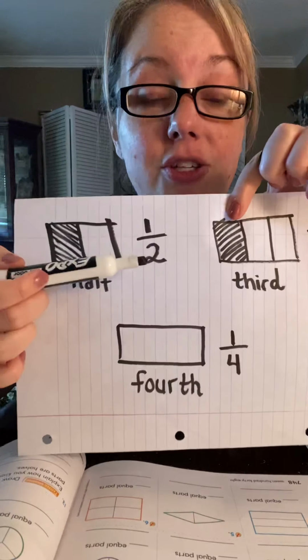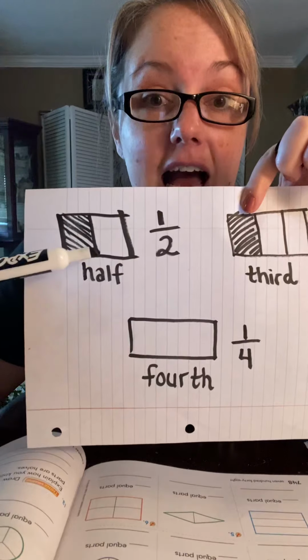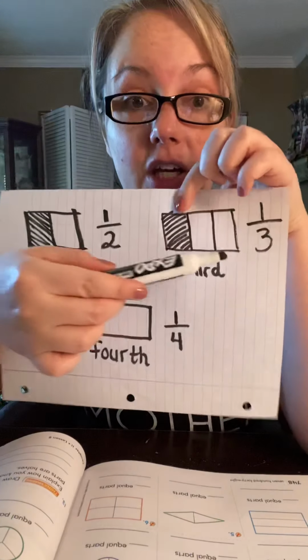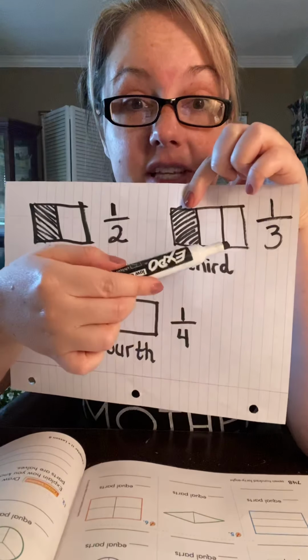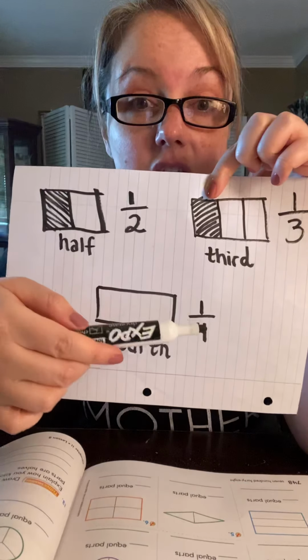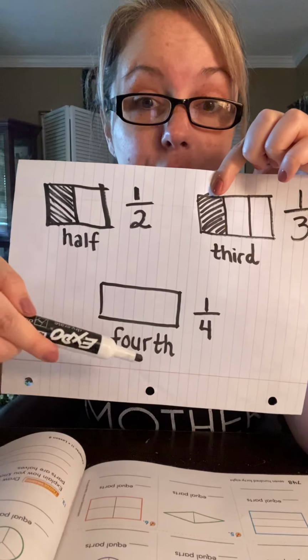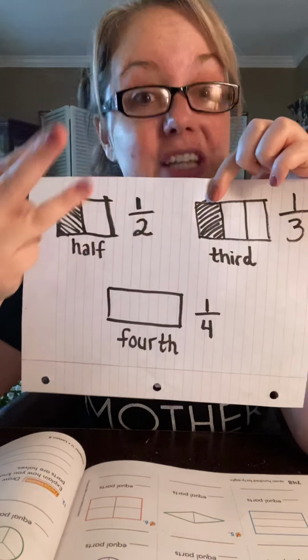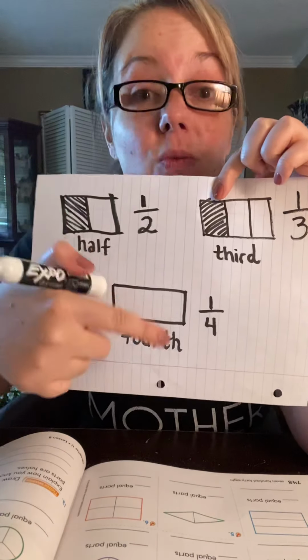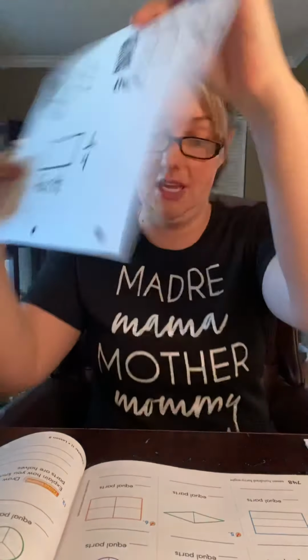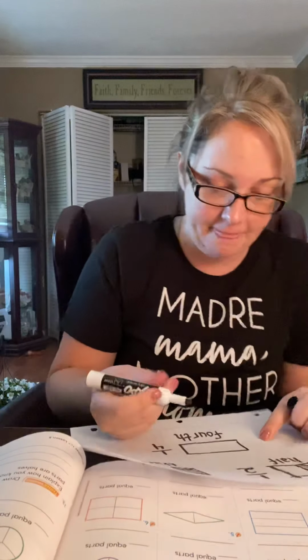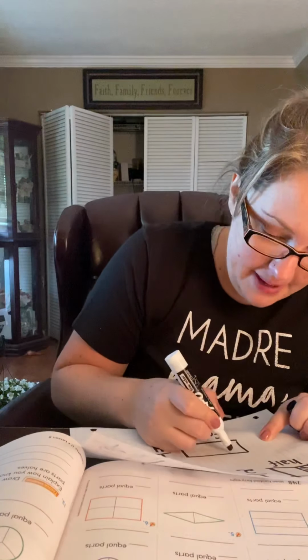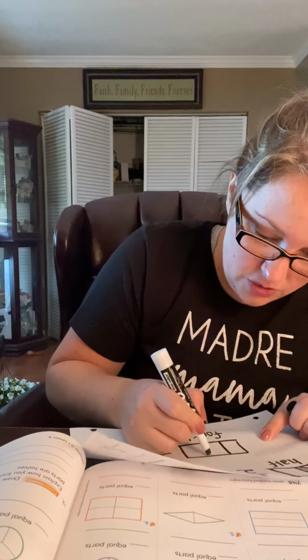Now, when we had a 2 at the bottom for half, I drew 1 line. When we had a 3 for thirds, I drew 2 lines. When I have a 4 for 4ths, I draw 3 lines. You draw 1 less than what you need in order to get your equal spaces, okay? So again, I'm going to try my best to do it even here.